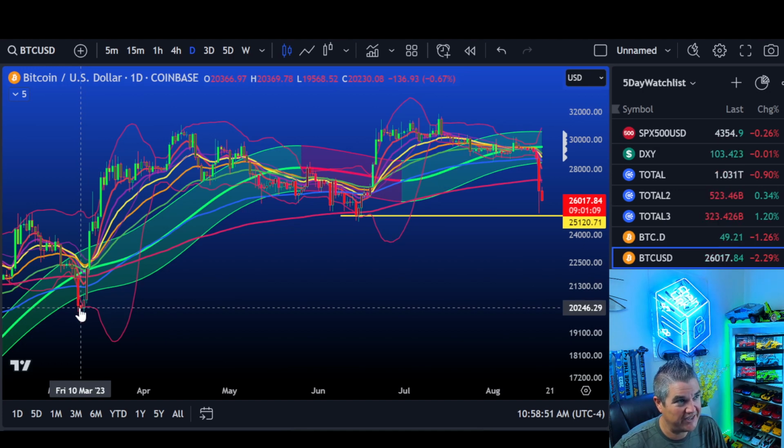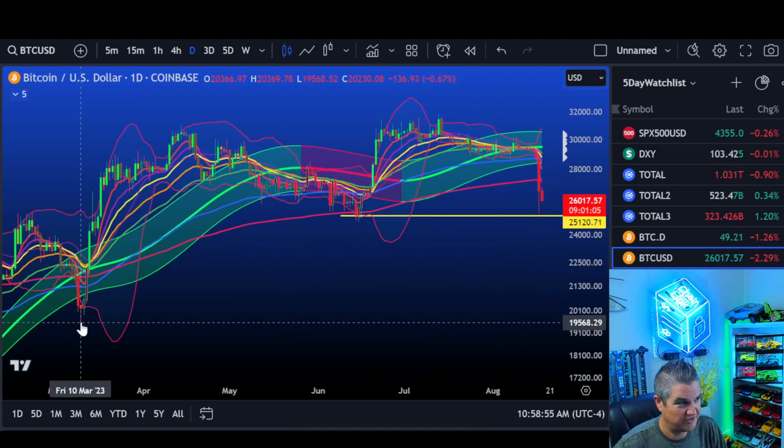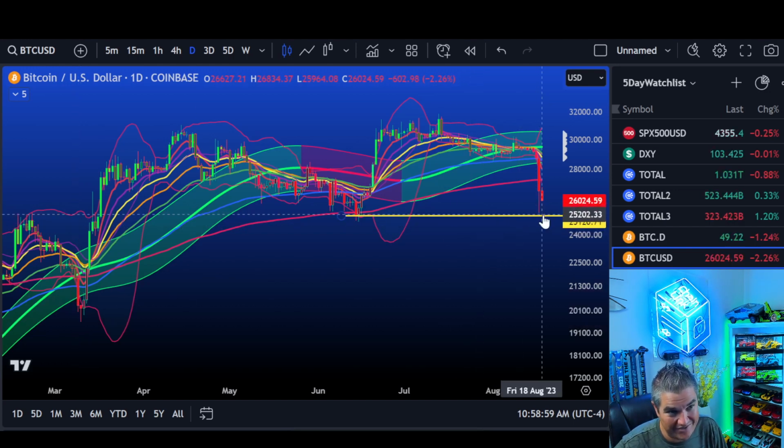The next following day, which would be like today, right? We went even lower, right? Even lower than the previous. So if we do, maybe we wick even lower, right? We could wick. We're still kind of okay.